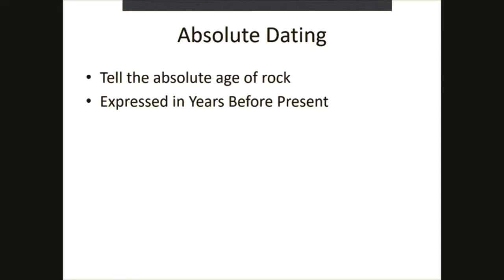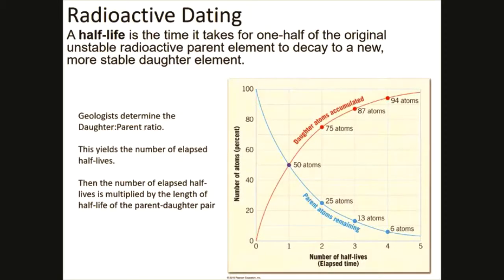That brings us to absolute dating. So absolute dating is how we determine the absolute age of rock. We determine it in years before present. Okay. And so how we determine the absolute age of rock is using what's called radioactive dating.